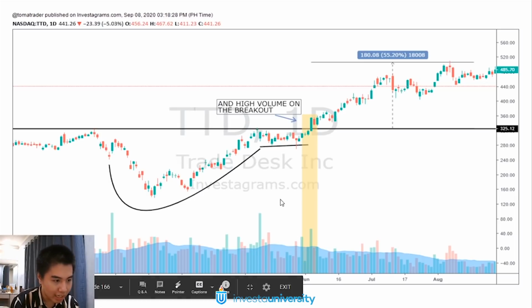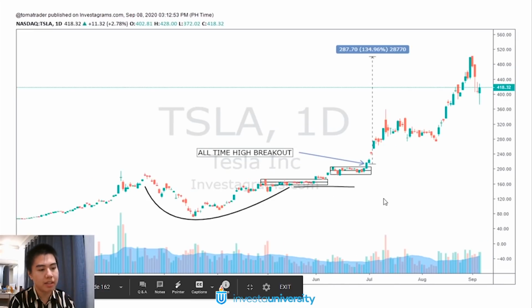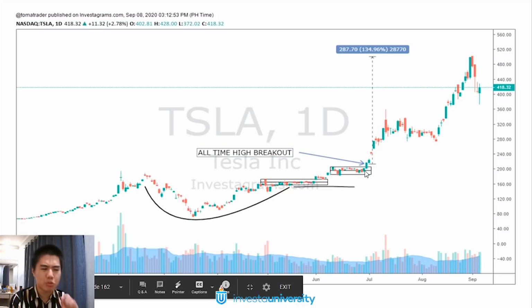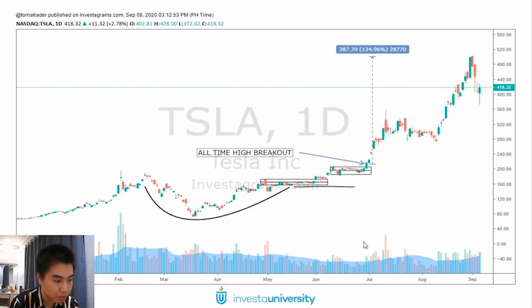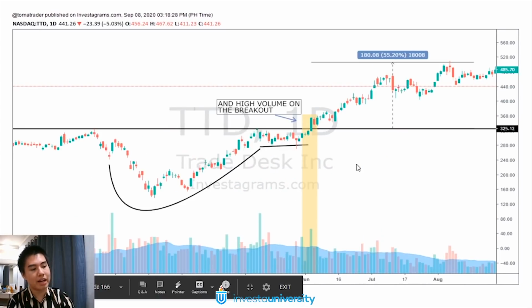Like here, again, low volume consolidation, then suddenly a high volume breakout. Same with AMD. Low volume consolidation, then an all-time high breakout. Same with Tesla. Low volume consolidation here, then a breakout, consolidated again, gave you another opportunity for entry, an opportunity to add to your position, then a big breakout, and the rest is history. So that's a cup with handle.